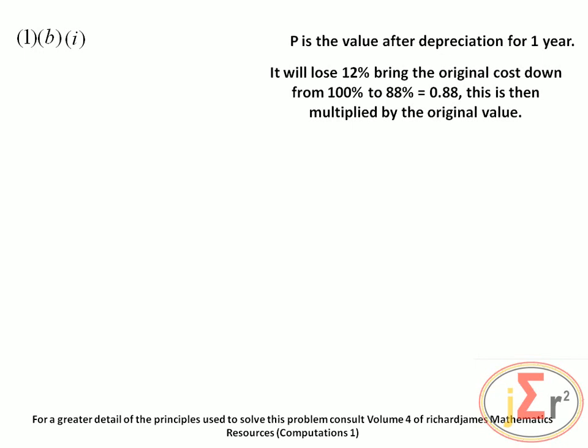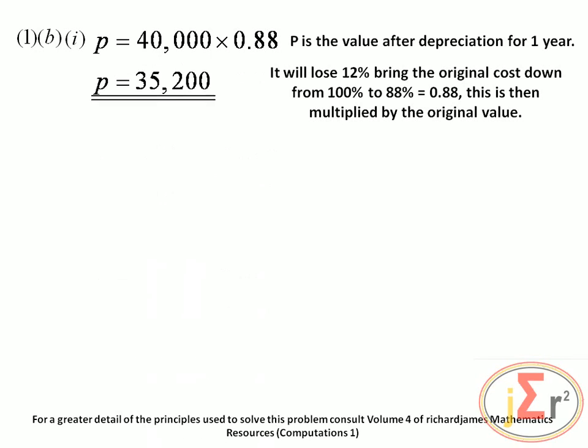Then this 0.88 is multiplied by the original value of 40,000. And the result is 35,200. Of course, the value is actually $35,200, but in the problem, the dollar sign is already included, so it is P dollars. So it is the value of P that we want, and that is 35,200.